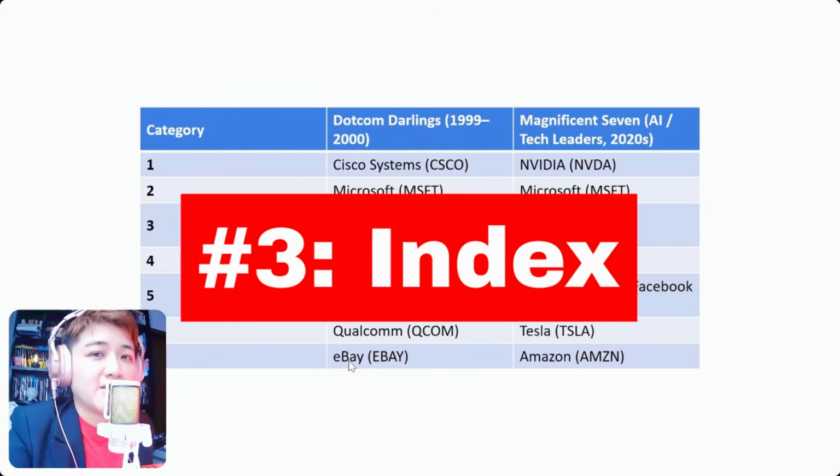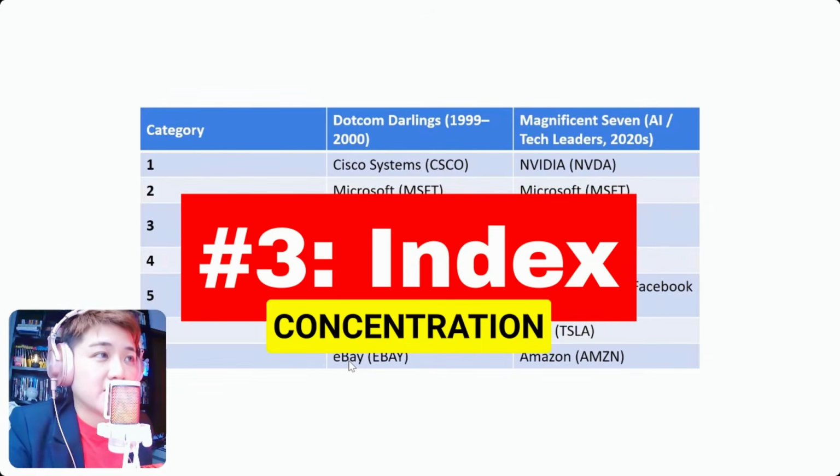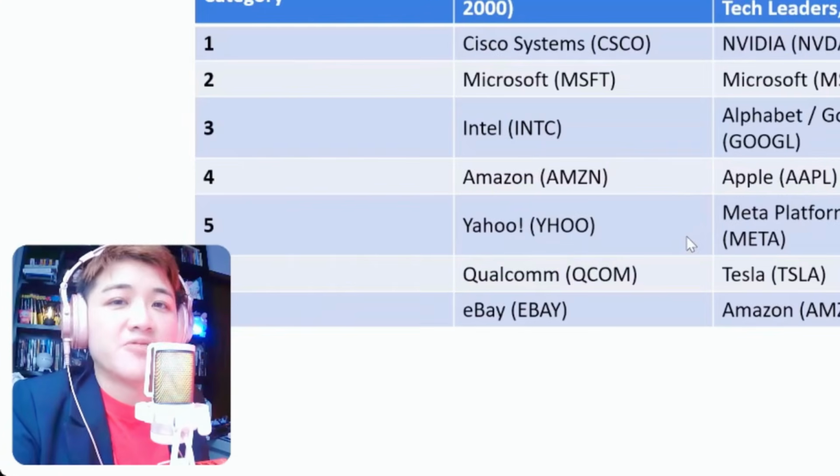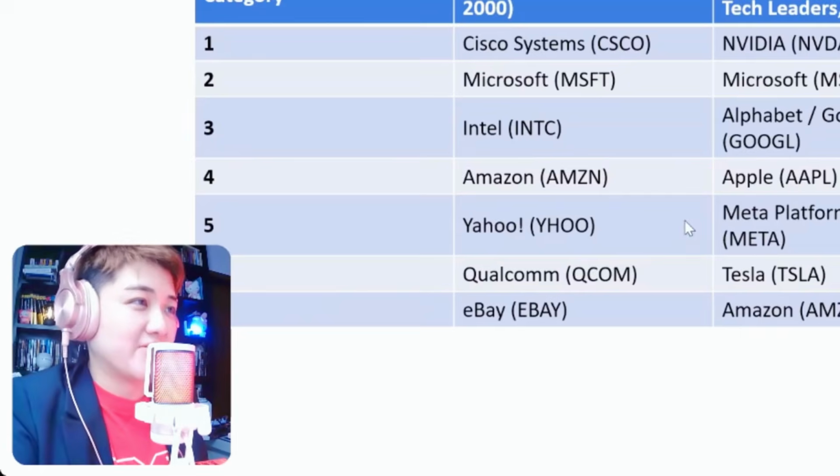Now, the next similarity is index concentration. Back in the 2000 dot-com bubble, there were select few stocks that people just kept talking about, and there's even a name for it. The top 7 stocks back then: Cisco, Microsoft, Intel, Amazon, Yahoo, Qualcomm, never heard of that company by the way, eBay. Dot-com darlings, 7 stocks. Is this some form of K-pop group? Then right now, Magnificent 7. Wow, the name is even nicer now.